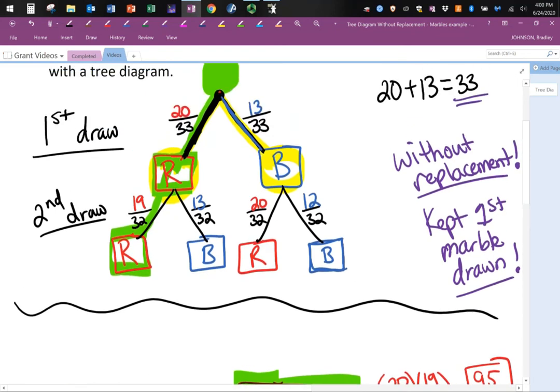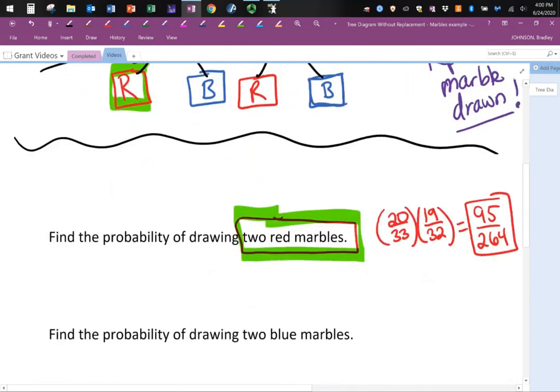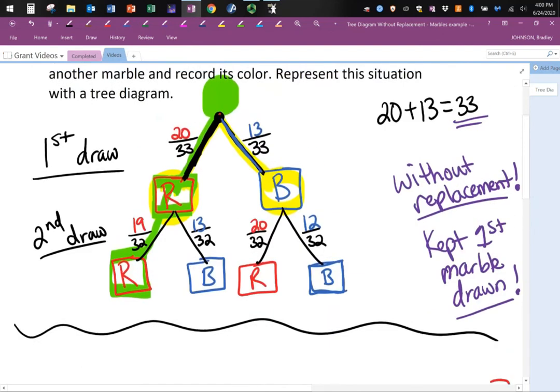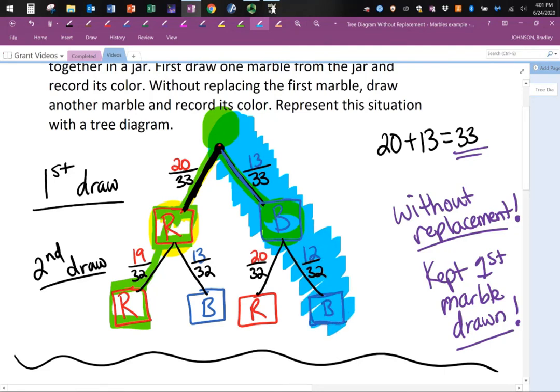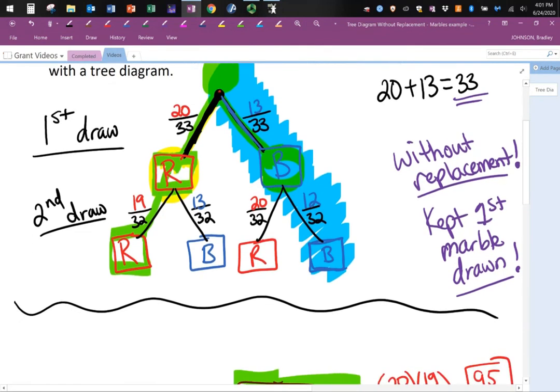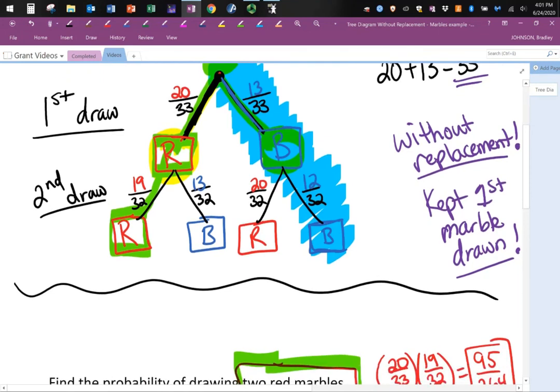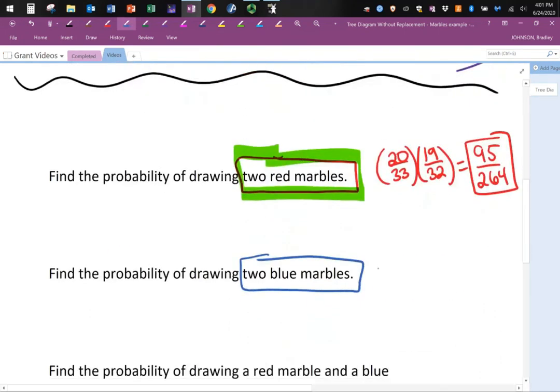But we know that that's not the only path you can take. So let's also look at the probability of drawing 2 blue marbles. Drawing 2 blue marbles, we could go down the blue path, right? Down the tree branches. So we start here at the beginning, and now I'm going to go down the blue path. Draw 1 blue marble, and then I keep it, and then I draw again, down that blue path. So I have 13 out of 33 multiplied by 12 out of 32.